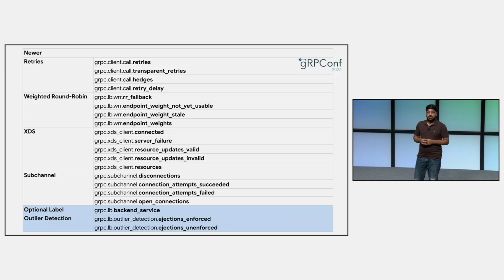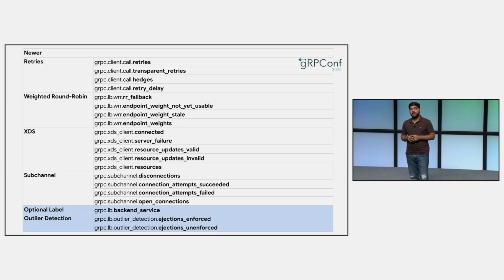Second is this new optional label, gRPC-LB backend service. So what does this actually do? It holds the name of the backend service you're calling. If you have one client talking to many different backends, this label is a lifesaver. It lets you easily slice and dice your metrics for each service, so you can exactly see what's going on with each one.